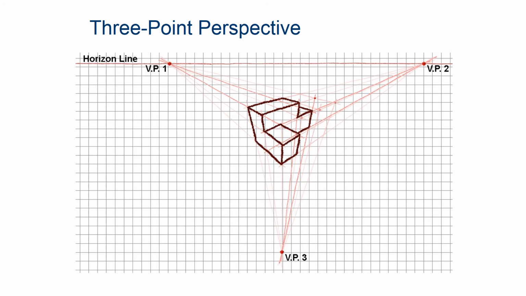So this is a three-point perspective. It has 3 vanishing points. So you'll notice it has vanishing point 1, it has vanishing point 2, and it has vanishing point 3. The difference is now we don't have any vertical lines. All the vertical lines are now going to vanishing point number 3.